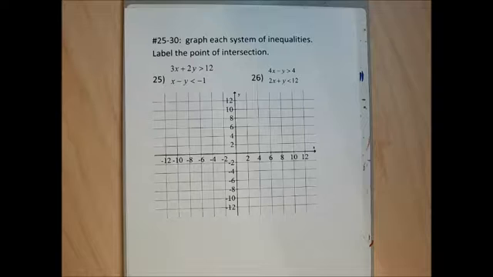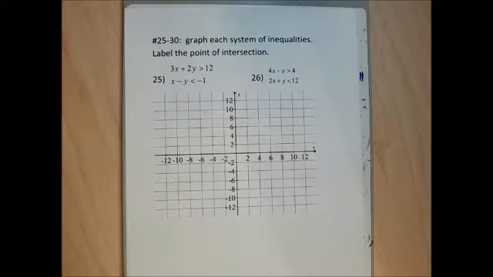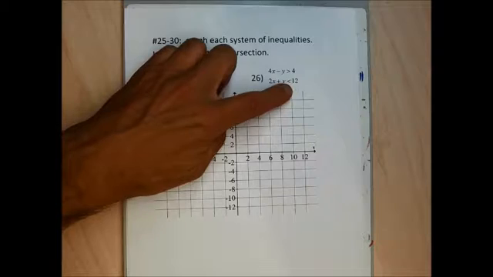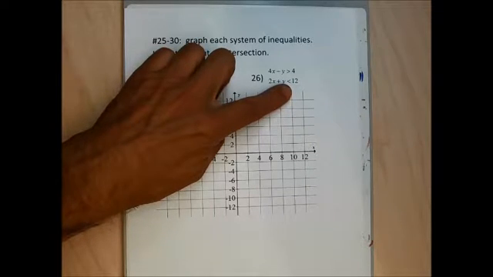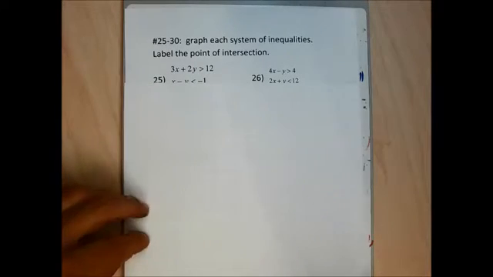So let me start with problem 26 because I think the window I have here works for problem 26. I'm going to graph first 4x minus y is greater than 4, and then 2x plus y is greater than 12. I'm going to shade both of them, and I'm going to find out where their shadings overlap and darken that area. And the answer is technically just where the shadings overlap, and I'll talk about that in a second.